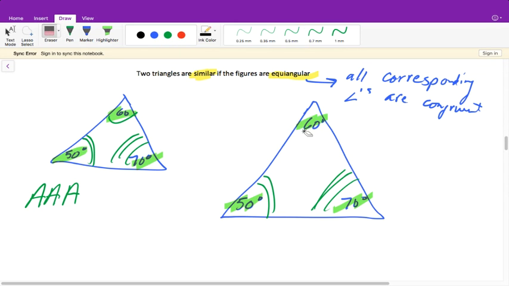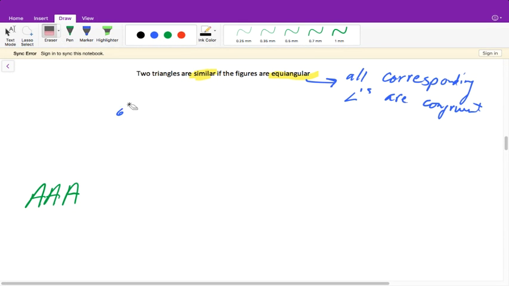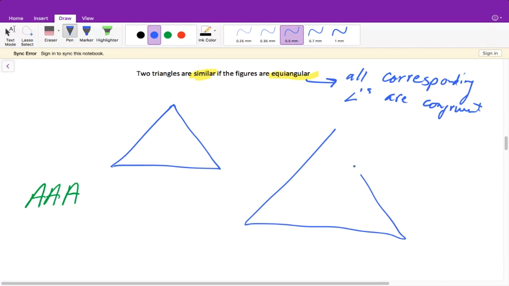Now we're actually going to, let me just erase this. We're going to just talk about something briefly, because instead of having to show that all 3 angles are congruent, we can actually get away with just showing that 2 of them are. Because let's just say that I draw these 2 triangles, and let's say that I said that this is 40 degrees, that this is 70 degrees, that this is 40 degrees, and that this is 70 degrees.